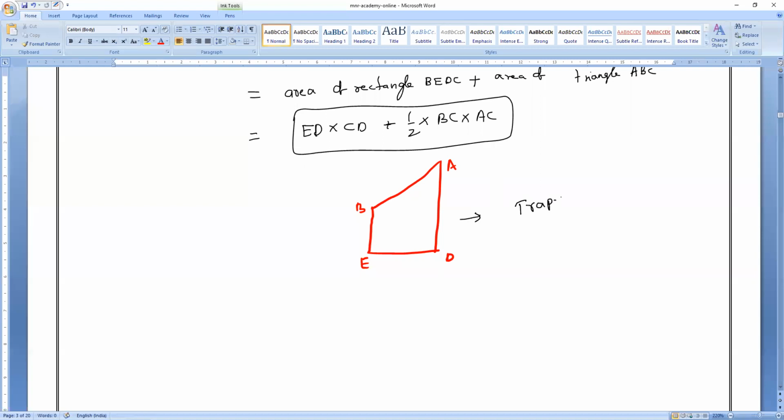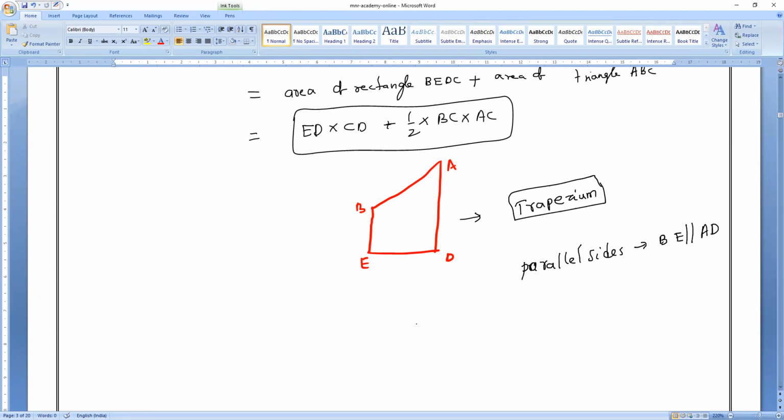Now, area of a trapezium means formula. Directly you can write it if you want. Now anybody be smart and tell me what are the parallel sides here? DE and AD. Yes, very good. What are the parallel sides of the trapezium? Everybody tell me. BE is parallel to AD.